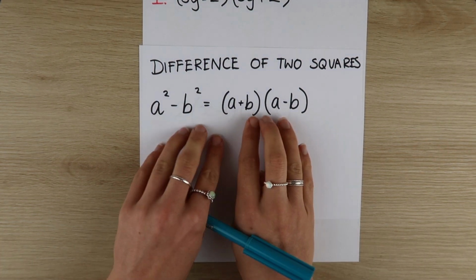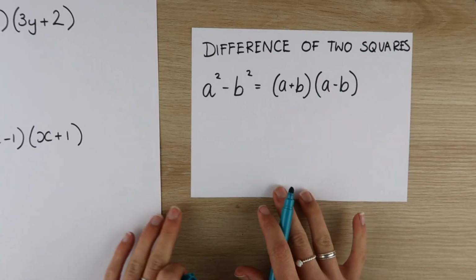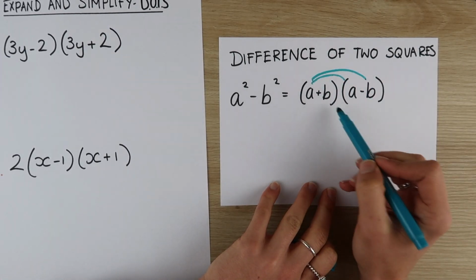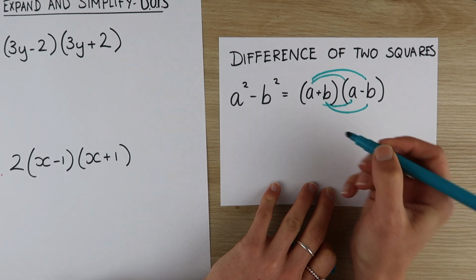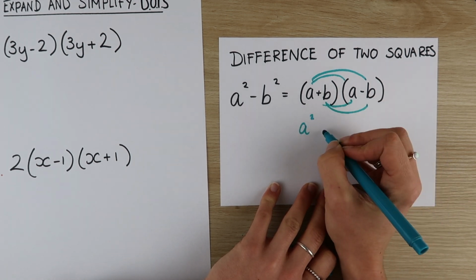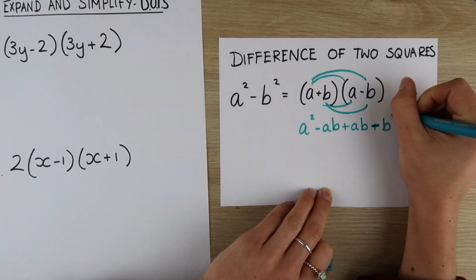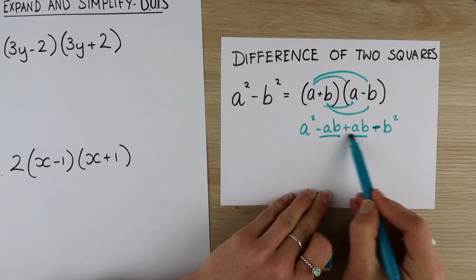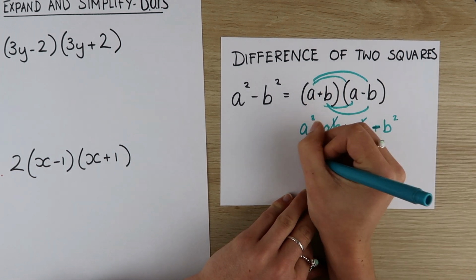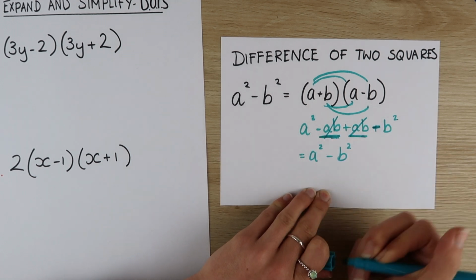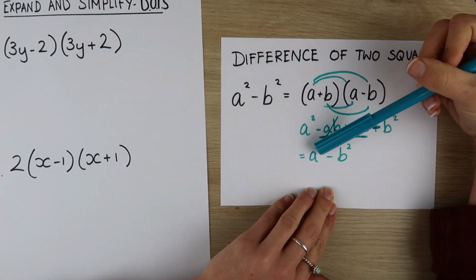I'm going to show you why this is equal to that. Thinking about the distributive law, which is where we multiply each one, first, outside, inside, last, I'll end up with A squared, first, outside, inside. Then at this point, because these are the exact same value, I've got negative AB plus A and B, that will just cancel out. So I'm left with A squared minus B squared. So that is why always, in this case, when expanded, it will equal A squared minus B squared.